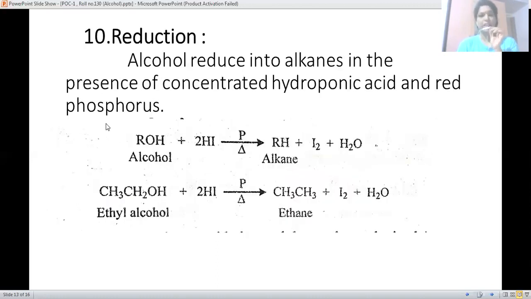Then, how the reduction reaction happens: when the alcohol gets reduced, definitely alkane is formed. This is under concentrated hydroiodic acid and red phosphorus. Ethyl alcohol in the presence of red phosphorus at high temperature, around 300, synthesizes ethane, a very simple reaction with one molecule of water released.